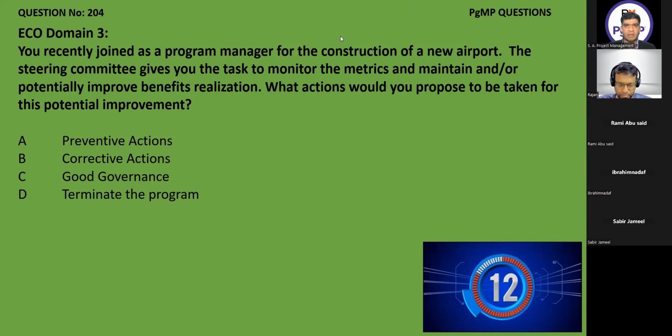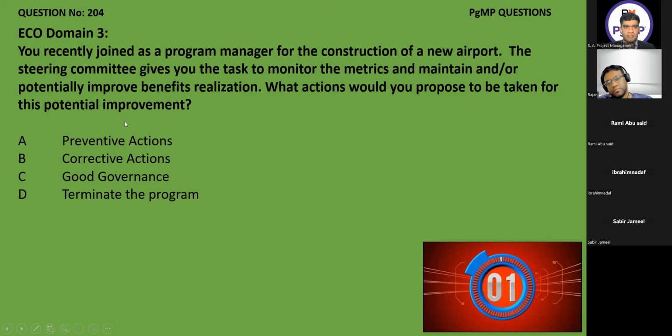Okay, Ibrahim, please read the question. You recently joined as a program manager. First, last line. What actions would you propose to be taken for this potential improvement? Preventive actions, corrective actions, good governance, terminate the program. Okay.